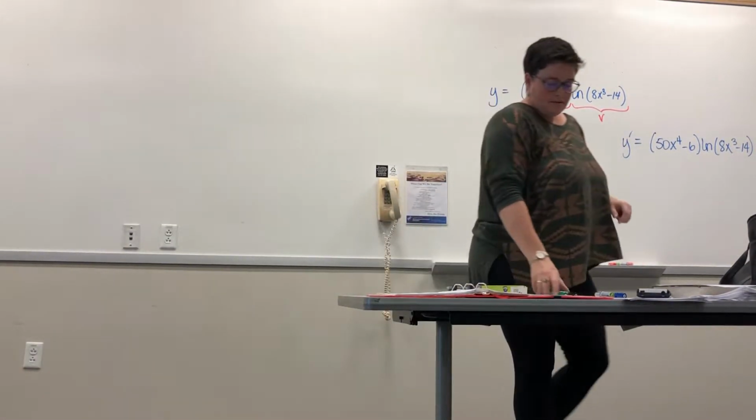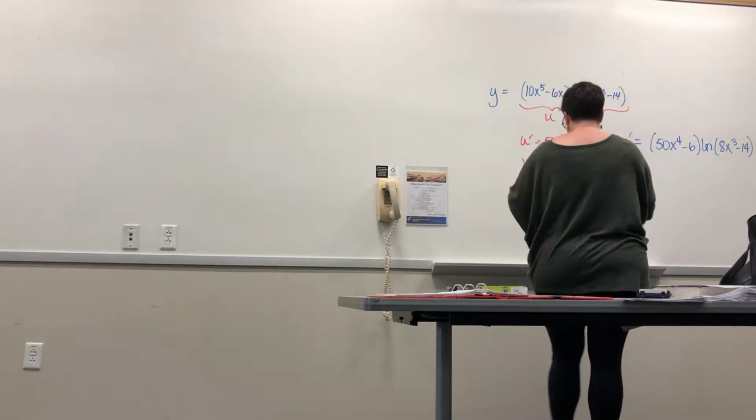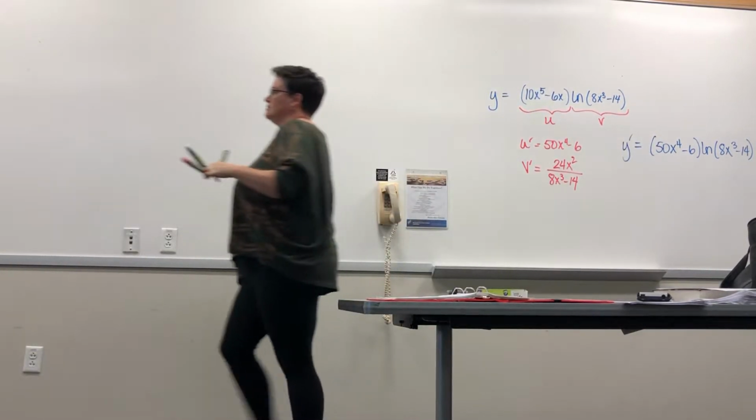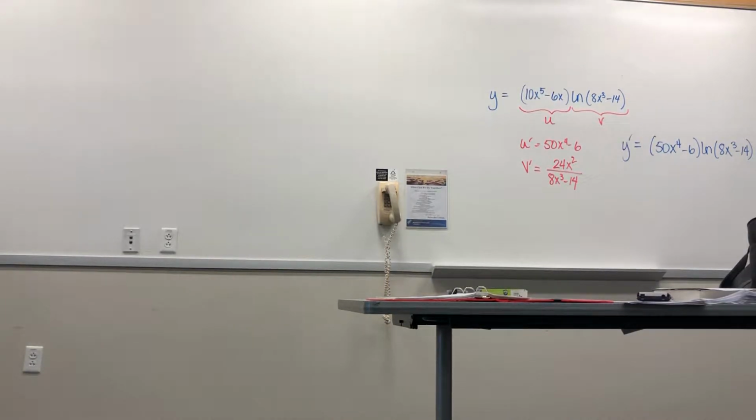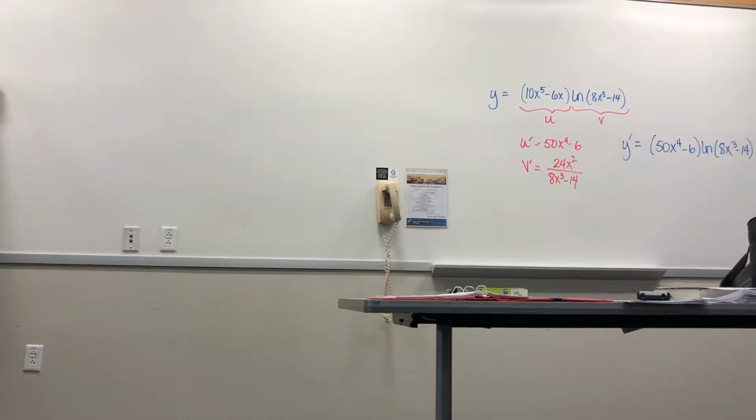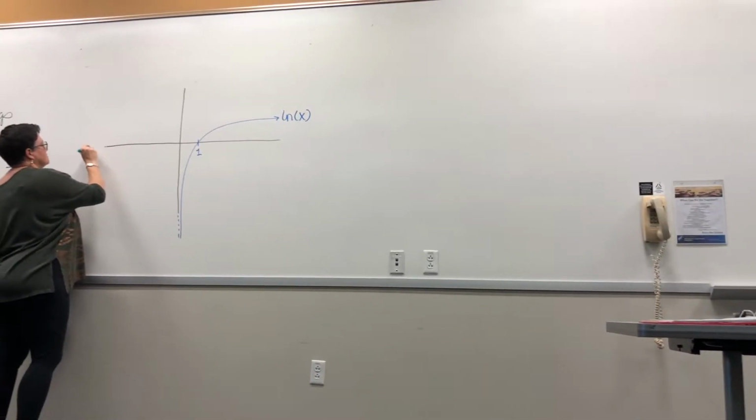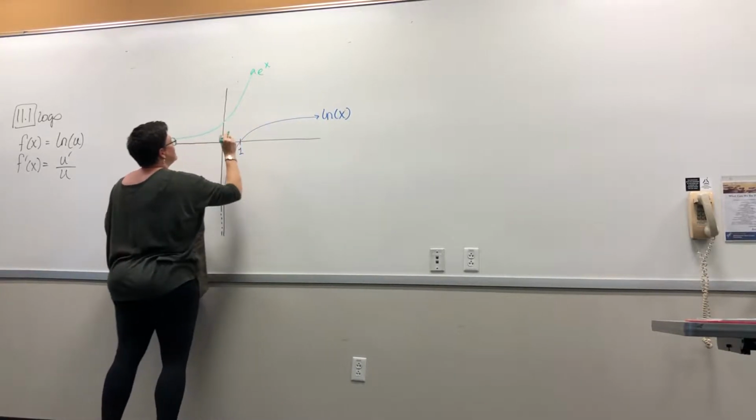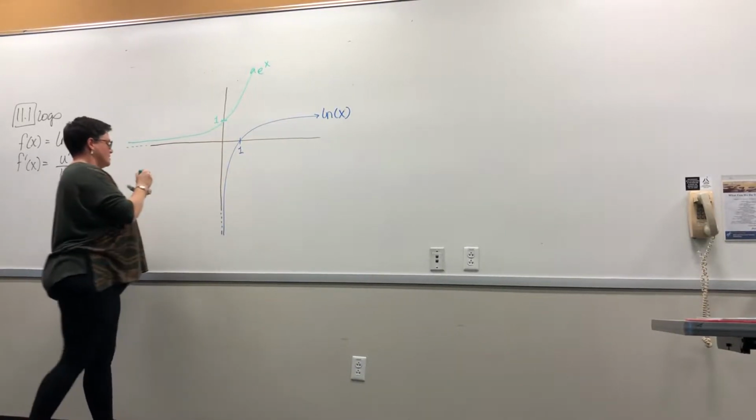Alright. So logs and exponents are tied together, guys. They are tied together around an oblique asymptote. So we already talked about what natural log looks like. It has a vertical asymptote and it crosses at x equals 1. E to the x runs along the horizontal asymptote. And it looks just like that. And it crosses at y equals 1.